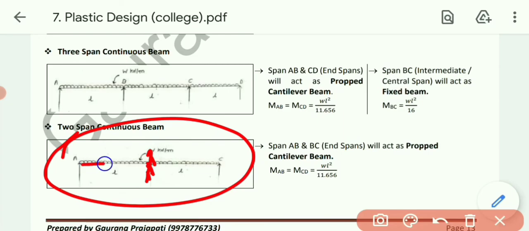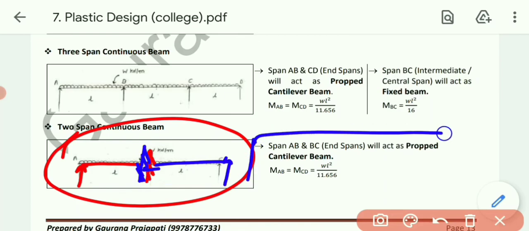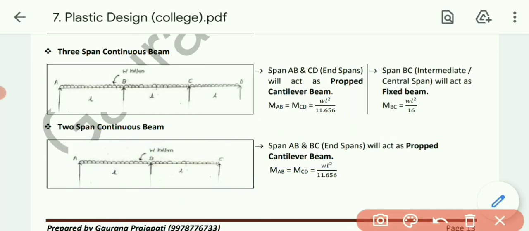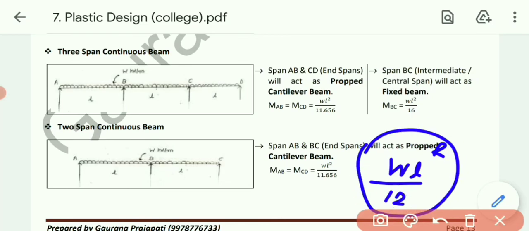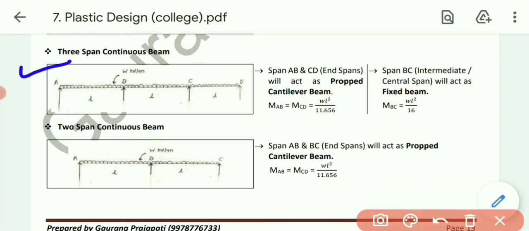So ultimately span AB will act as a prop cantilever beam, while at the same time span BC will also act as a prop cantilever beam, just because B is an intermediate fixed support. See, span AB and span BC, both are end spans, will act as a prop cantilever beam, and the prop cantilever beam's original formula was WL square by 12. To be precise, 12 is a round figure value, instead of 12 in the analysis it is taken as WL square by 11.656.